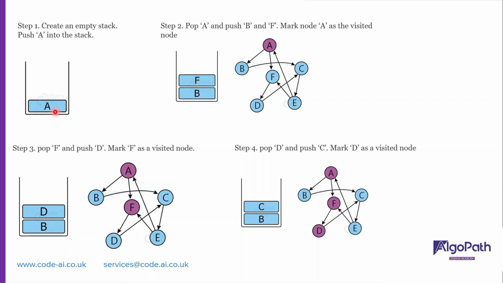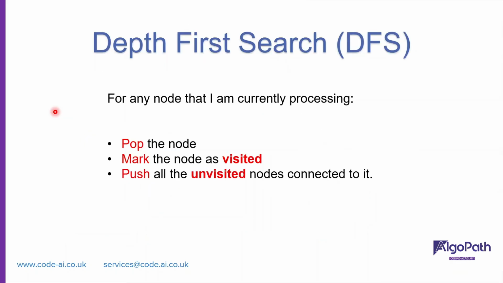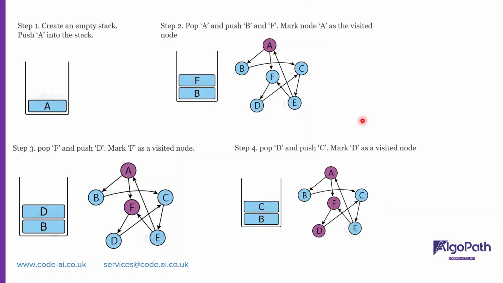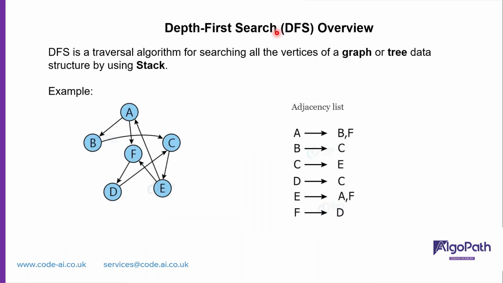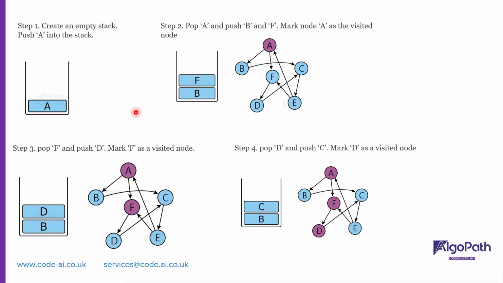Now we will follow the previous step, that is pop the node. When we're visiting it, we are going to mark the node as visited. Then we are going to push all the unvisited nodes connected to it. This is really important. Right. So now we have visited A. We're going to pop A and push B and F. Why B and F? Because B and F are the neighbors of A. So we have pushed them.